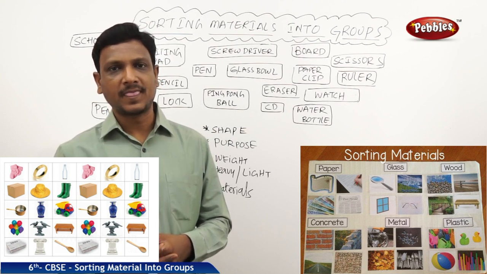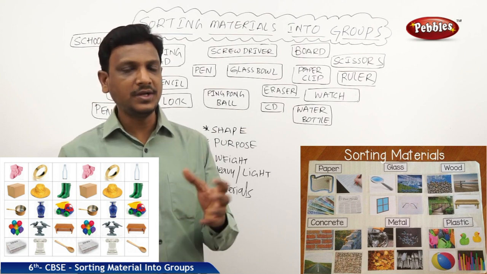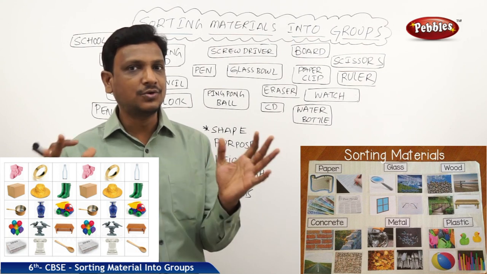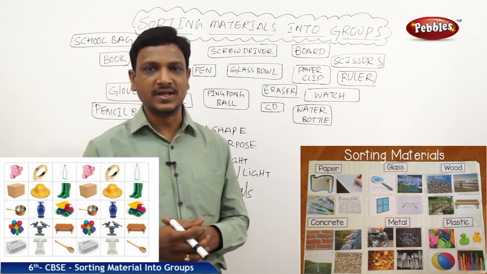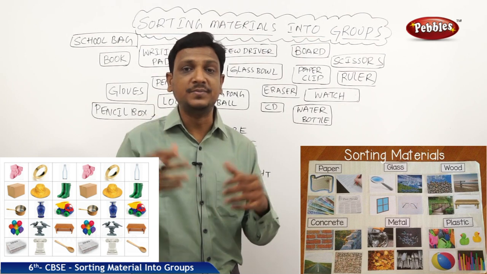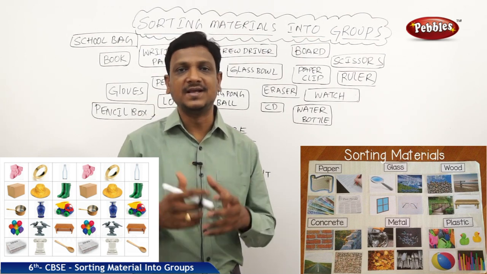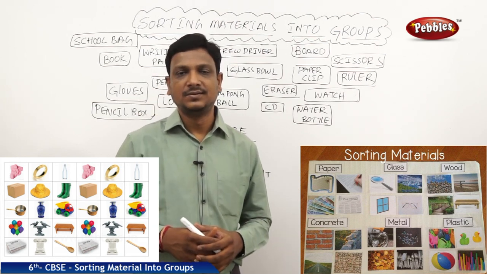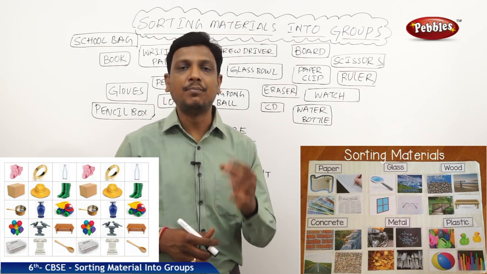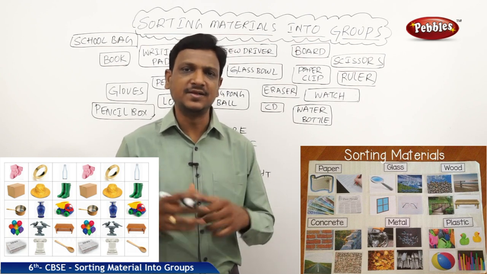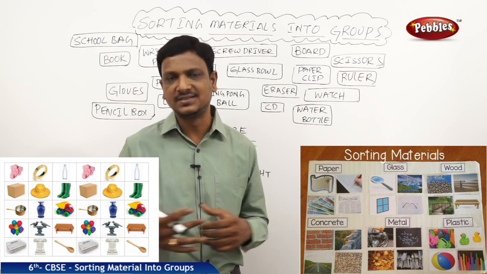So here, in this lesson, we are going to talk about how to group the different things that we see around us. How the grouping is done. Before that, we need to know the importance of grouping. What is the necessity of grouping? Why should we group the things?